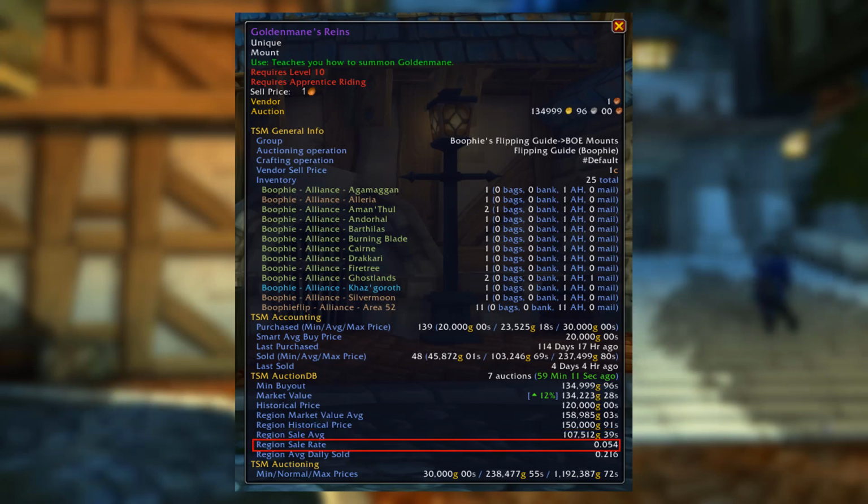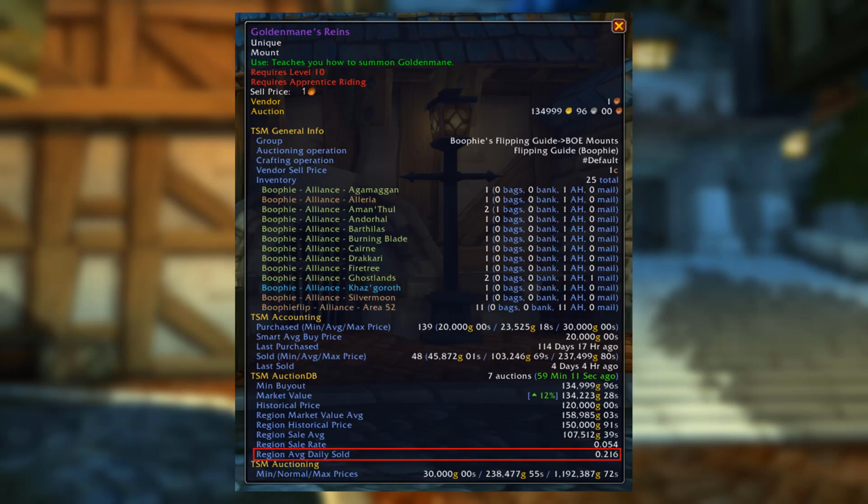If we keep on moving down, we have the region sale rate. Now the region sale rate basically will give you a number showing you how good of an item it is to sell, how quickly this item will sell. So the sale rate is an estimate of the percent of the auctions listed for an item that sell. So it will give it its own percent. The higher it is, the faster of a seller that it is.